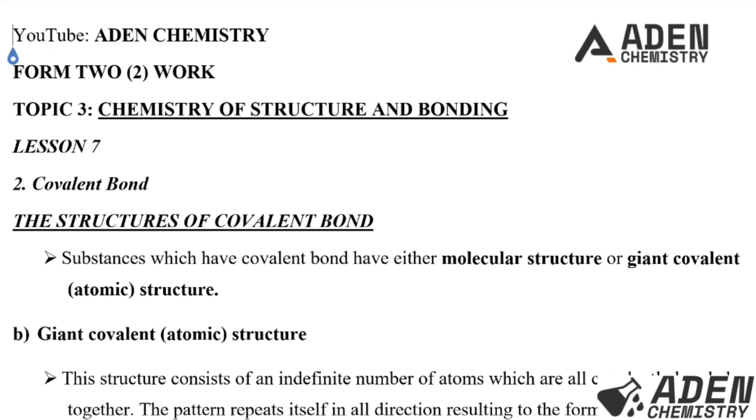Hello students, welcome. Previously, in lesson 6, Form 2, Topic 3, we were dealing with the first structure of covalent bonding, which is molecular structure. Remember, we said substances which have covalent bonding have either molecular structure or giant covalent (giant atomic) structure. So today, in lesson 7, our class will mainly deal with the second type of structure of covalent bonding, which is giant covalent structure, also known as giant atomic structure.